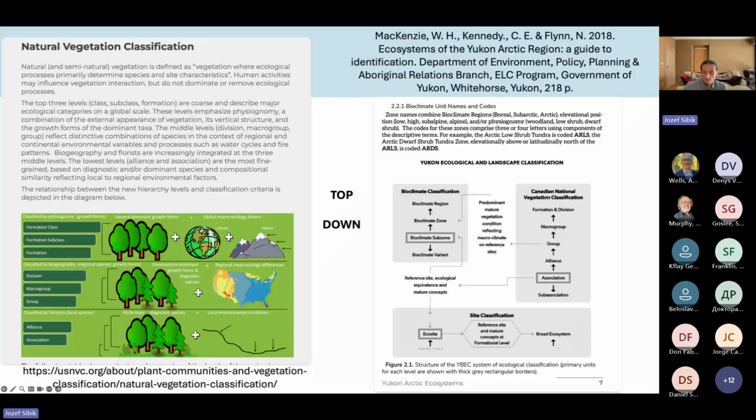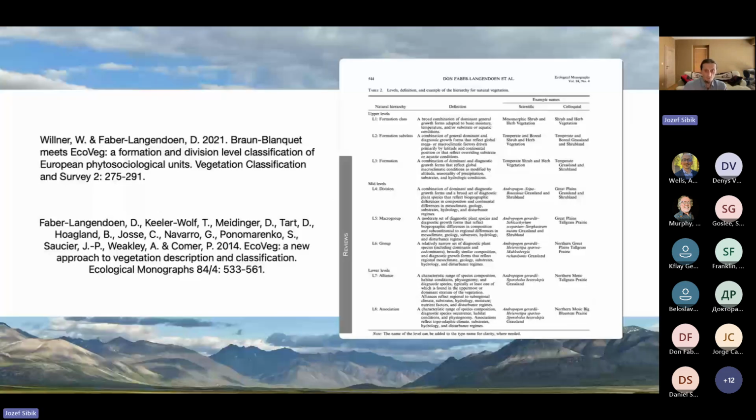A similar system based on the Braun-Blanquet approach, started by Krajina in Canada, resulted in creating bioclimate units that are widely used in Canada. And also there is this amazing work of Don and Wolfgang that are trying to create this hierarchy for natural vegetation throughout the world using natural vegetation classification and these systems. They will be speaking about this approach later.